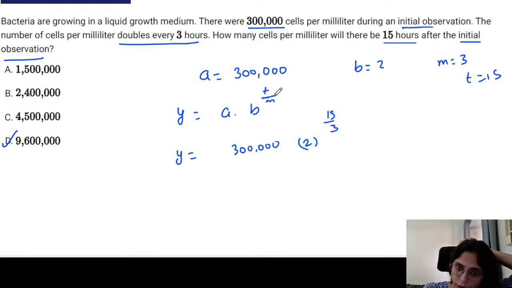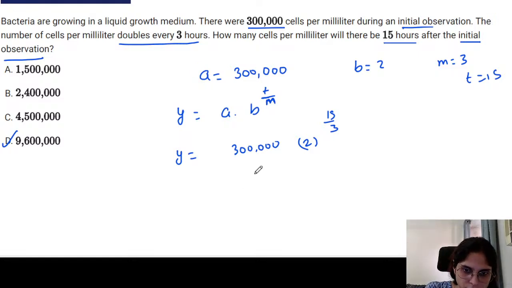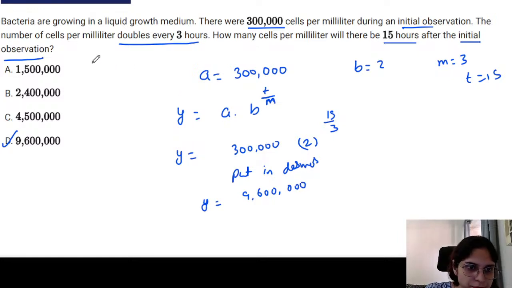So most people, they will not do T over M. That's where you can falter. So this is an important thing. If it is doubling every 3 hours, that means it is going to be 2 to the power X over 3, not just X. Alright, you have everything. You just have to find the value of y, put in Desmos, you get y equals 96,000,000. This is my answer.